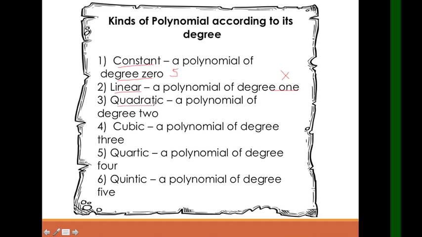So, pag quadratic naman, quadratic from the word quad, 2. So, meron siyang 2 degree. Pag cubic naman, tatlo yung degree niya. Pag quartic, ito yung 4 yung degree. Pag quintic, ito yung 5 degree, and so on. Okay? Pag 6 na siya, tawag doon is raised to 6 na. Then raised to 7, raised to 8, raised to 9. Okay? So, ito yung mga important kinds of polynomials according to degree. Yan yung mga katawagan nila.